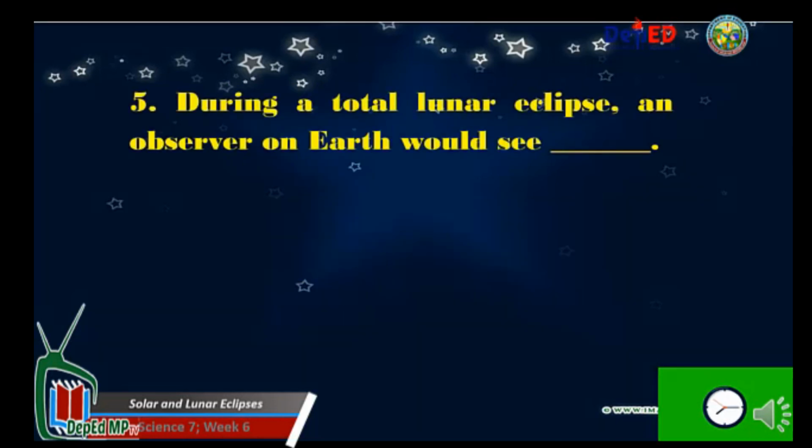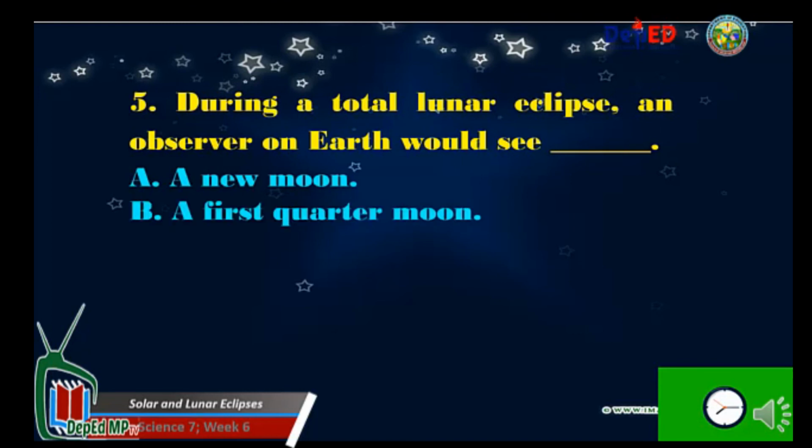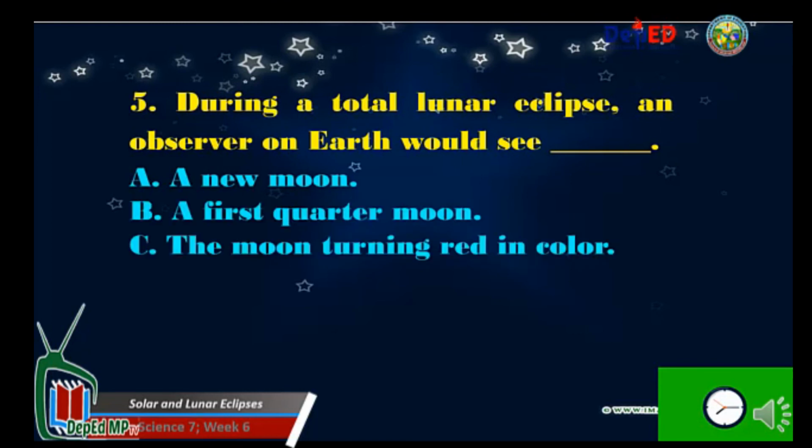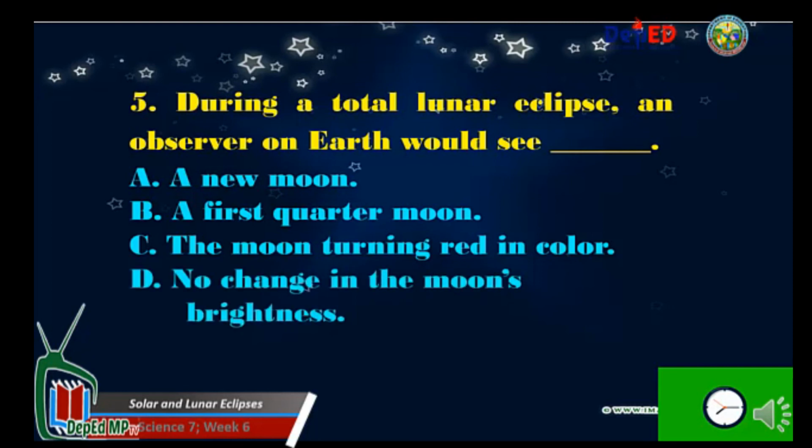Number 5. During a total lunar eclipse, an observer on Earth will see blank. A. A new moon. B. A first quarter moon. C. The moon turning red in color. And D. No change in the moon's brightness.